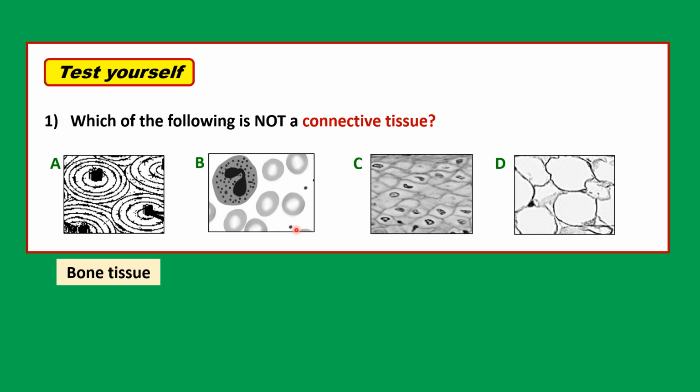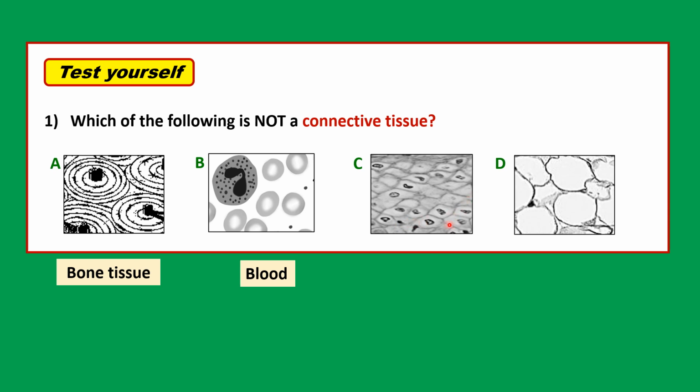Now, what about B? If you look at B, you can see that these cells do not have nuclei, and the bigger cell has a looped nuclei. When you see the looped nuclei, it's probably the white blood cells. And these cells without the nucleus are the red blood cells. So B is the blood, which is also a tissue. Is it a connective tissue? Yes. Bone and blood are both connective tissues. How about C?